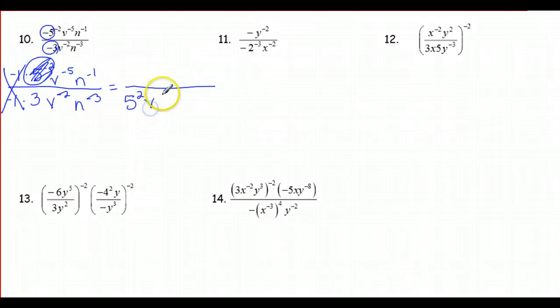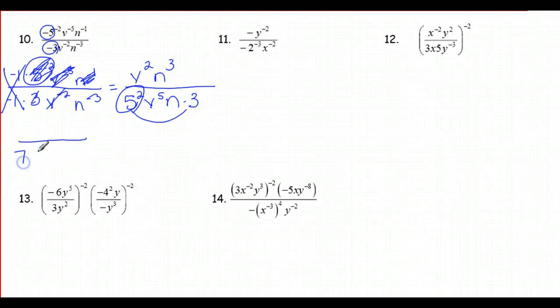My v to the negative fifth needs to be in the denominator, and my n needs to be in the denominator. Now let's look at the bottom. 3 doesn't have a negative exponent, so that stays. But the v squared moves up, and the n cubed moves up. So now I'm going to go ahead and simplify my 5 squared and multiply it by 3. So 25 times 3 becomes 75. So I have 75 in my denominator, v squared, n cubed, and in the denominator, v to the fifth, n.